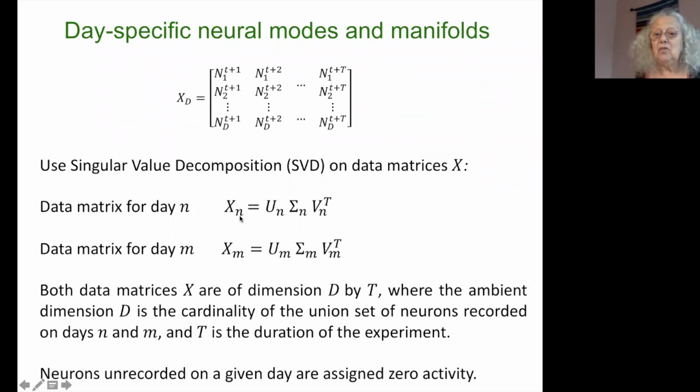So we have a data matrix for day n and a data matrix for day m. They are all d by t, where d is the cardinality of the union set of the neurons recorded on day n and day m. T is the duration of the experiment, and it captures many trials. For each one of these two data matrices, we do a singular value decomposition, which gives us a basis U in neural space, like the U vectors that we talked about earlier, and a basis V in the dynamic space, along the time evolution of the system.